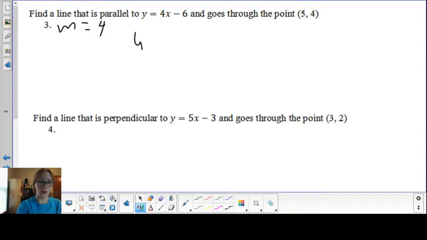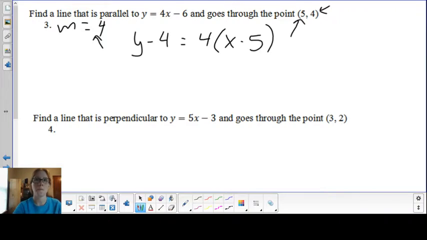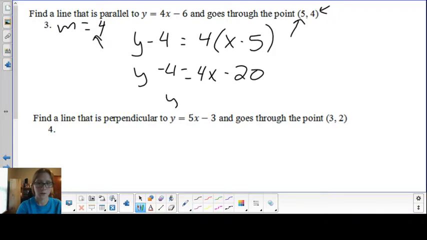So I'm going to have y minus my y value, so the 4 that I find from the point, is equal to 4 from the slope times x minus 5. So I have y minus 4 is equal to 4x minus 20. Add that 4 over, and I have y is equal to 4x minus 16.